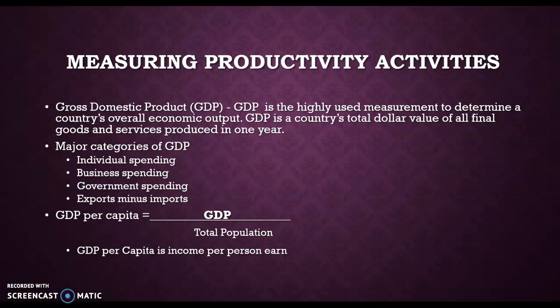So gross domestic product, or GDP, is the highly used measurement to determine the country's overall economic output. So what are we putting out for other companies to buy? So GDP is the total country's dollar value of all final goods and services produced in a year. So these are divided into some major categories of individual spending, which is what us, the consumer, spends, then what the businesses spend, then how much the government spends, and then how much we're exporting out of the country and how much we're importing into the country.